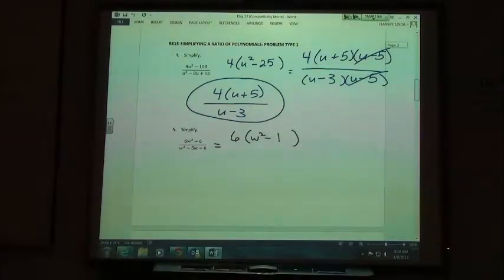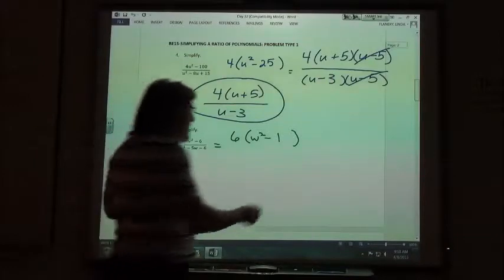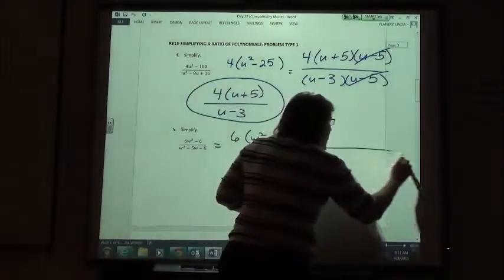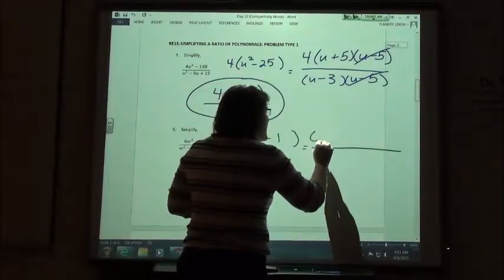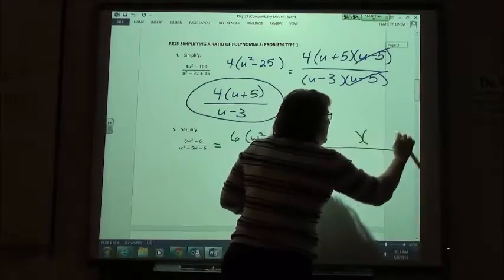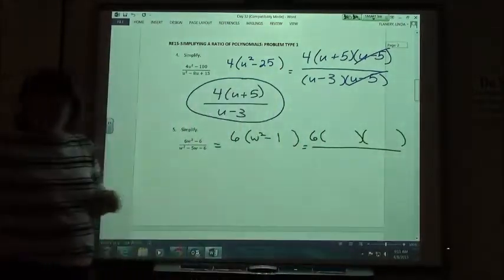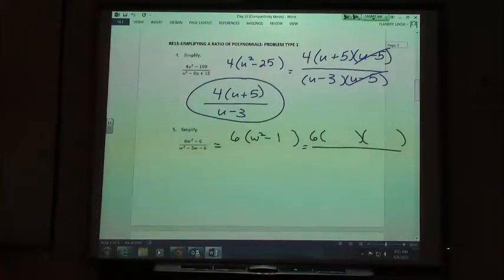Bottom, looking at that, no greatest common factor, so I skip to the next step. So the next step is factoring my quadratic expressions. I still have the 6. I've got to factor my w squared minus 1, which is the difference of perfect squares. That factors into what?